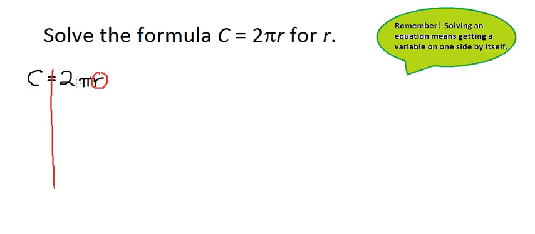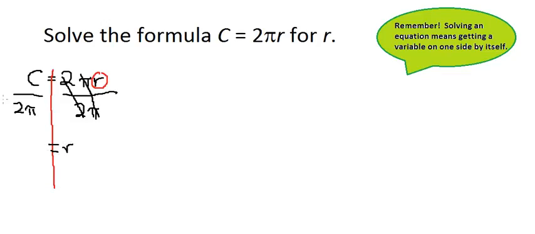The way that we get rid of multiplication is by dividing. Just like in any kind of solving an equation, we're going to divide both sides by what we want to get rid of. We're trying to get rid of the 2 pi, so we divide both sides by 2 pi. Now over here, the 2's cancel, the pi's cancel, and we're left with just our r on this side, which is great because remember we wanted to get it by itself.